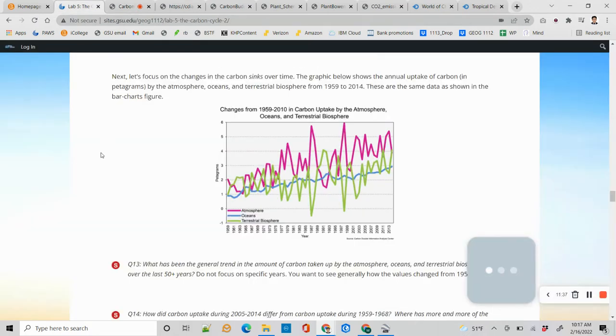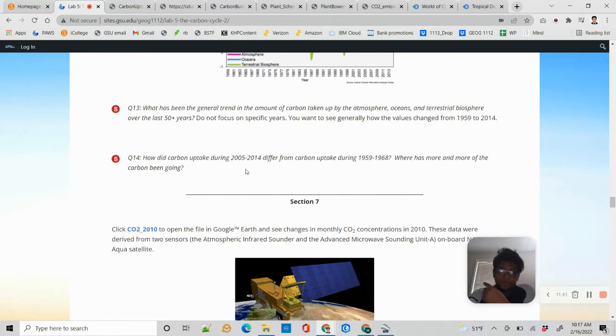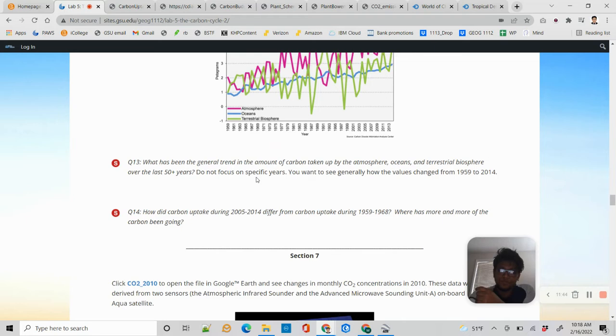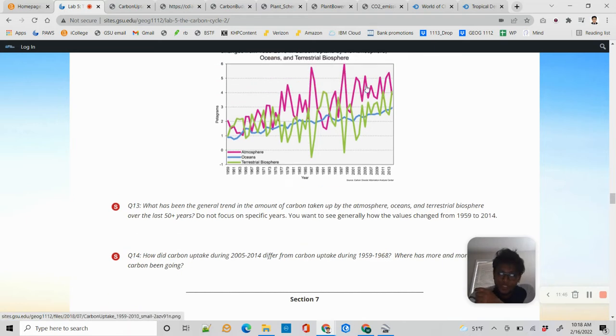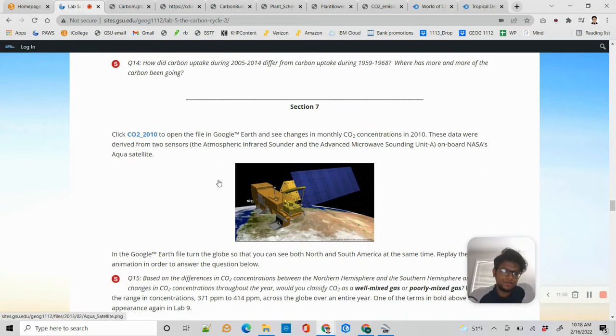So there will be some question based on that. What's been the trend of carbon dioxide from 2005 to 2014? You need to compare this region with this region. So just follow the trend and answer based on your understanding.